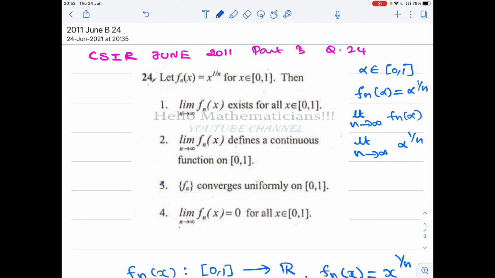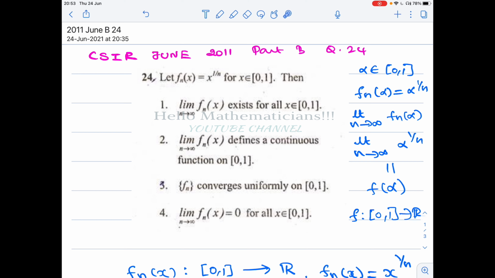If this limit exists for every alpha here, then we say that limit n tends to infinity fn of x exists for all x belongs to closed 0 comma 1. And this limit value is what we denote by f of alpha. I hope you understand what this function is. For each alpha belongs to closed 0 comma 1, we have defined f of alpha. So this defines a function, again a function from closed 0 comma 1 to R.